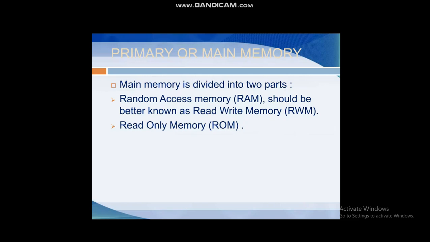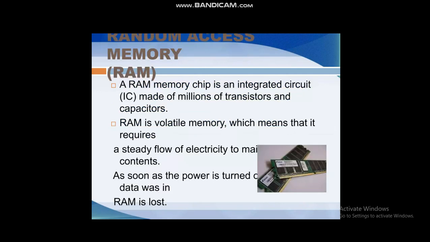Primary or main memory. Main memory is divided into two parts: random access memory RAM, which should be better known as read-write memory or RWM, and read only memory ROM. Random access memory RAM. A RAM memory chip is an integrated circuit IC made of millions of transistors and capacitors. RAM is volatile memory, which means that it requires a steady flow of electricity to maintain its contents. As soon as the power is turned off, data in RAM is lost.